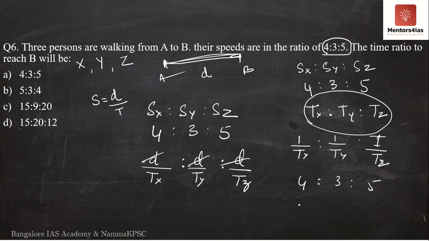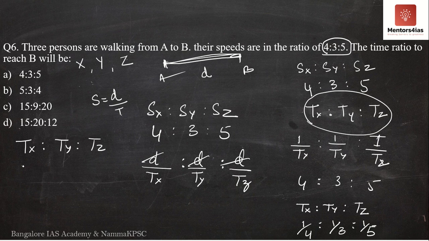If we invert everything, what do we get? We get tx is to ty is to tz is equal to 1 by 4 is to 1 by 3 is to 1 by 5. Is any of the options in terms of 1 by 4 is to 1 by 3 is to 1 by 5? No. 4 is to 3 is to 5 does not mean it is the same as 1 by 4 is to 1 by 3 is to 1 by 5. It is not the same.